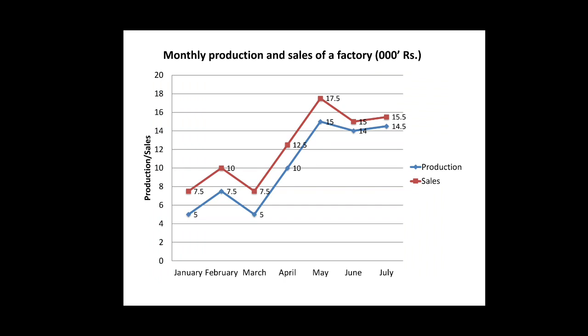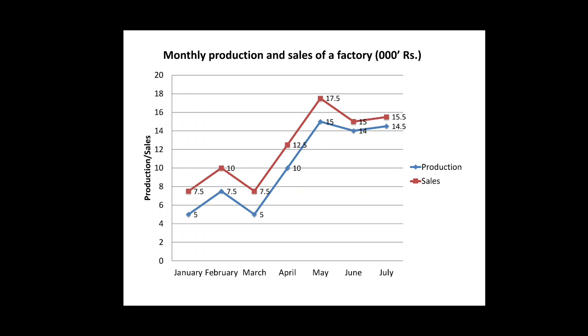Along the x-axis, we took time period in terms of months, and along the y-axis, the data regarding two dependent variables, which are production and sales, are shown. After marking different points on the graph, indicate values of production and sales corresponding to different months. Then we join the points and we get two different graph lines on the same graph paper.